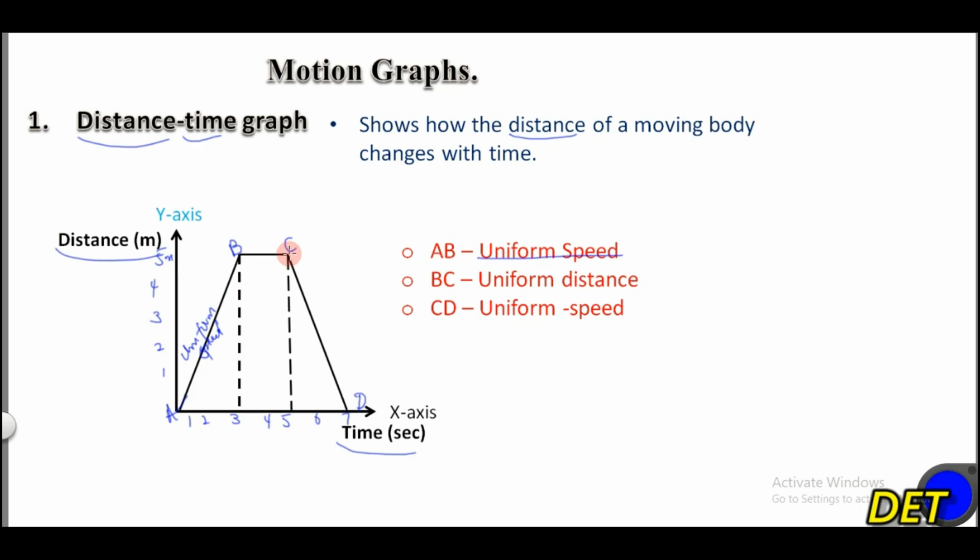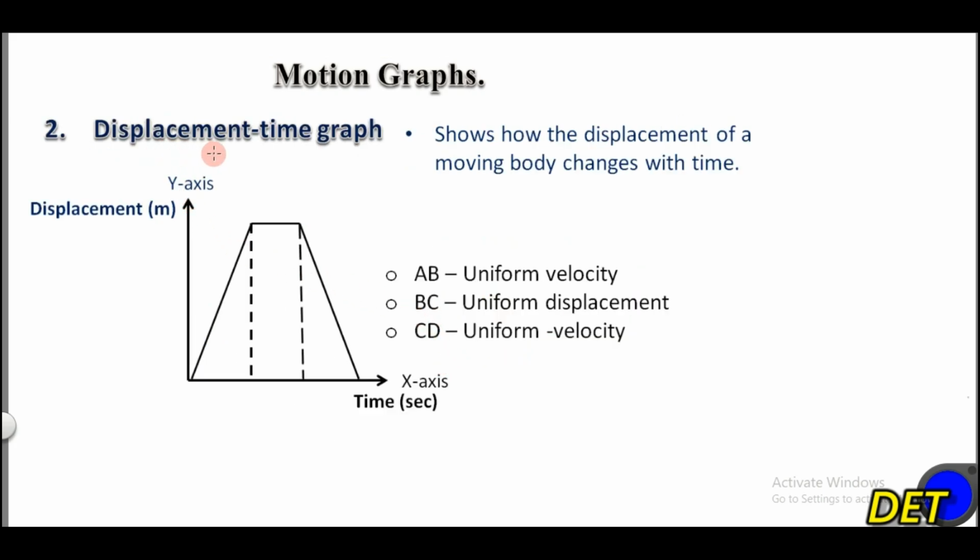So from B to C is uniform distance. What does that mean? The distance remains the same, the distance is constant, but the time is changing. C to D represents our uniform negative speed. What that means is that the distance is decreasing and the time is increasing. So that gives us our uniform negative speed.